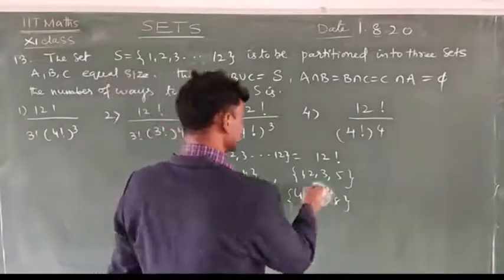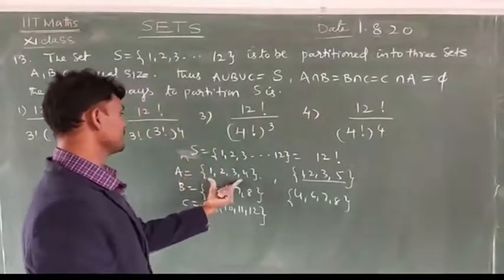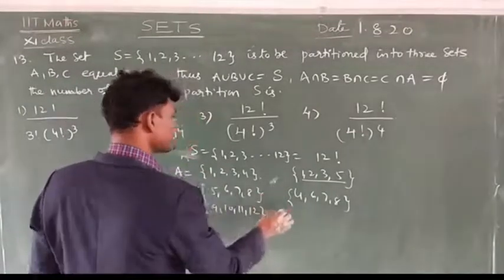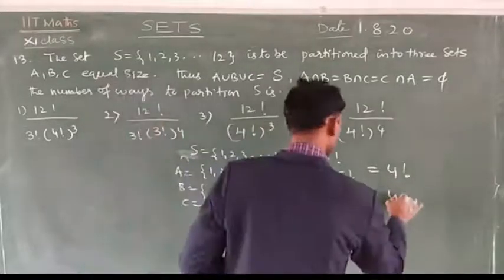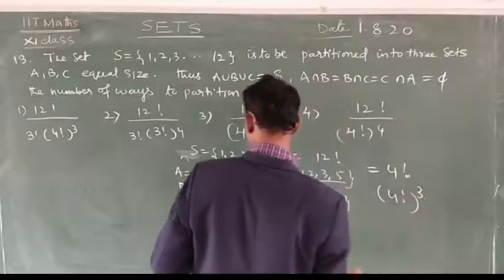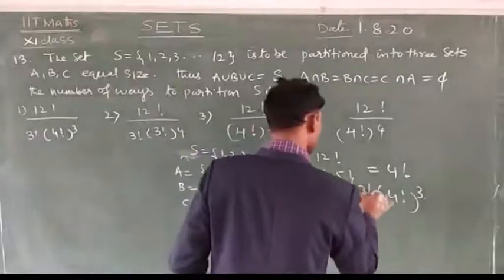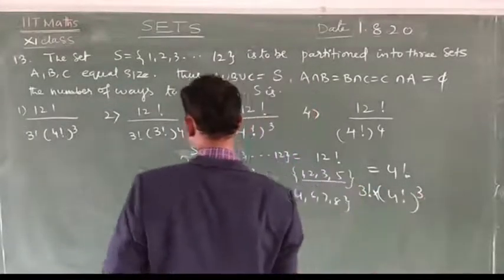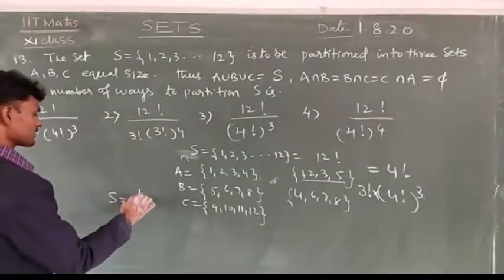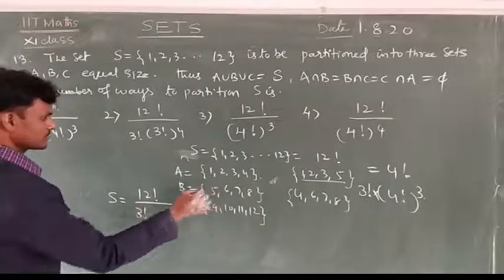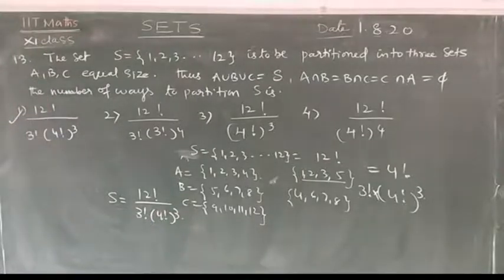See here, this is the total, how many elements here? Total 12 elements. Each set has 4 elements. 4 elements can be arranged as 4 factorial. How many sets are there? 3 sets. Then 4 factorial whole cube. And these 3 sets internally can be arranged in 3 factorial ways, so 3 factorial into 4 factorial whole cube. Now the number of ways to partition it is 12 factorial divided by 3 factorial into 4 factorial whole cube. Then first option, note down.